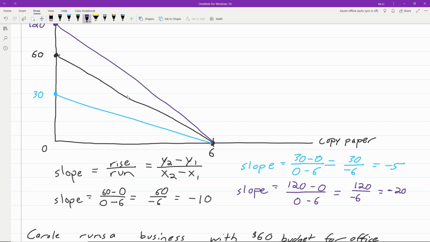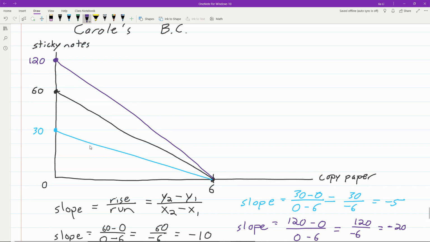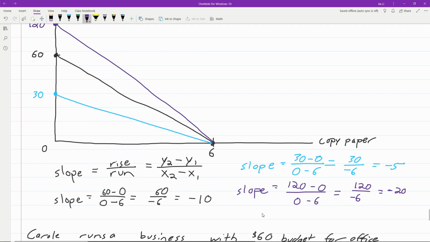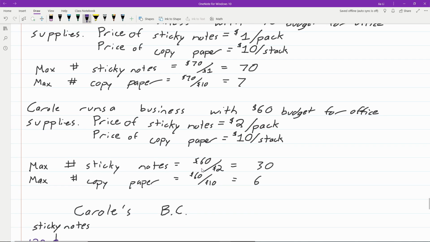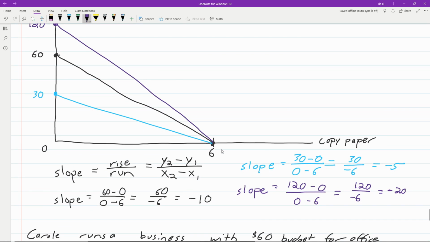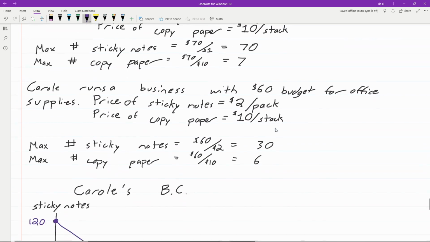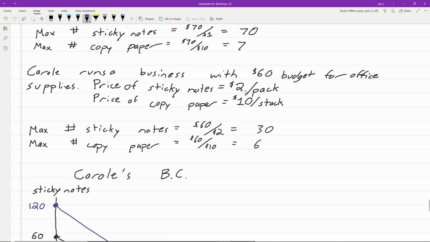So the main takeaways here then are, of course, when the price of sticky notes changes, the slope of the line changes. And that is because the opportunity cost of buying each one of these becomes different compared to before, right? Remember that the slope represents the opportunity cost of buying 1 unit of the good that is on the x-axis. So in this case, copy paper. So when the price was $2 for sticky notes and $10 per copy paper, that means that if Carol buys 1 stack of copy paper, that $10 could have been used instead to buy 5 packs of sticky notes, right? Because 2 times 5 is 10.